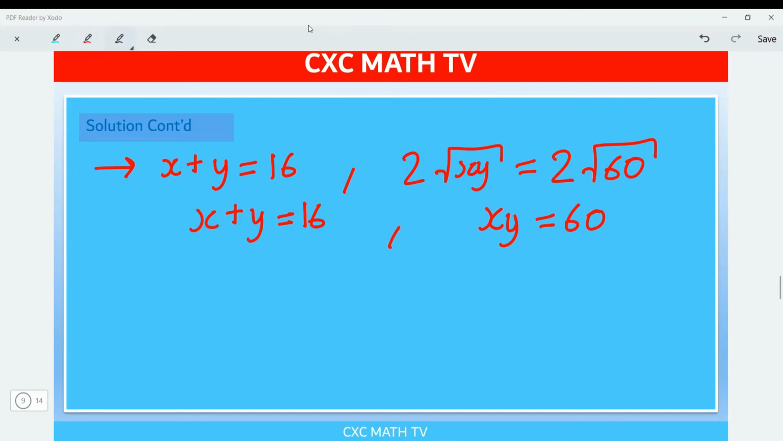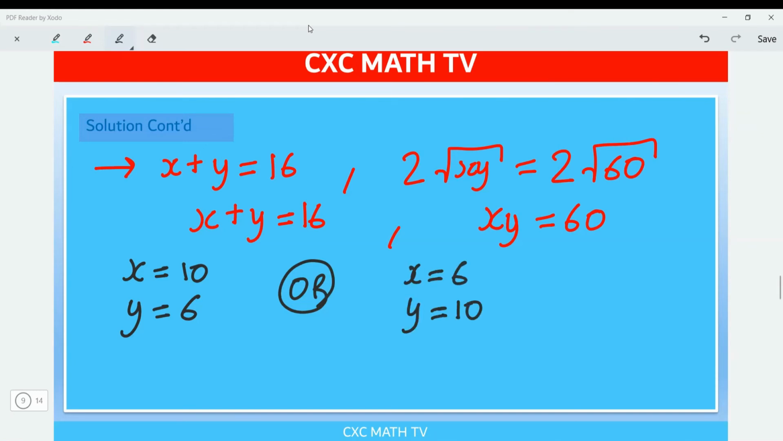You may go ahead and solve the equation, but this is pretty straightforward because the only options are either x equals 10 and y equals 6, because 10 plus 6 is 16 and 10 times 6 is 60, or x is 6 and y is 10. So those are your possible solutions: x equals 10, y equals 6, or x equals 6 and y equals 10. We didn't necessarily need to solve the equations simultaneously because it's pretty obvious that it's 10 plus 6 and 10 times 6.